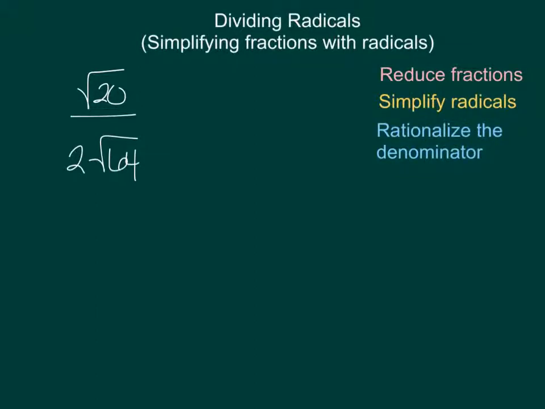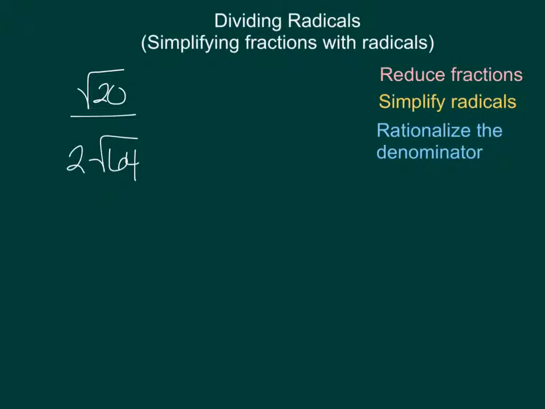Dividing radicals, there are 3 steps over here: reduce fractions, simplify radicals, rationalize the denominator. Now we may have to repeat these steps as needed. And the first 2 can be done in any order. I usually like to reduce fractions first, but you can simplify radicals first.